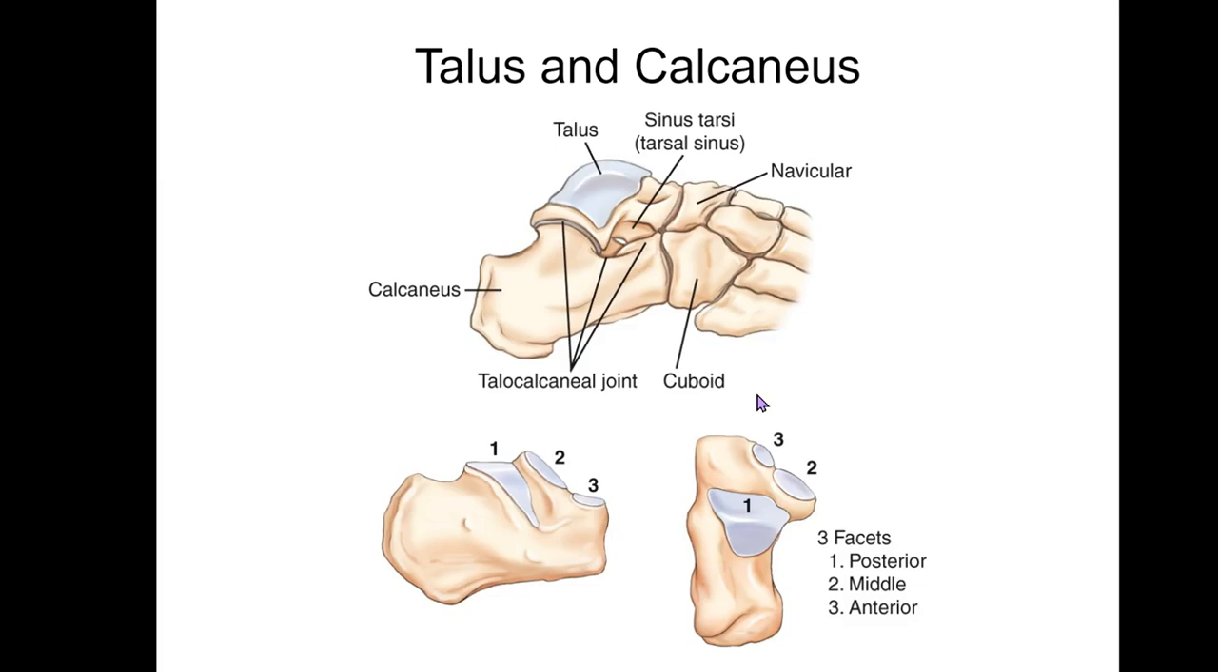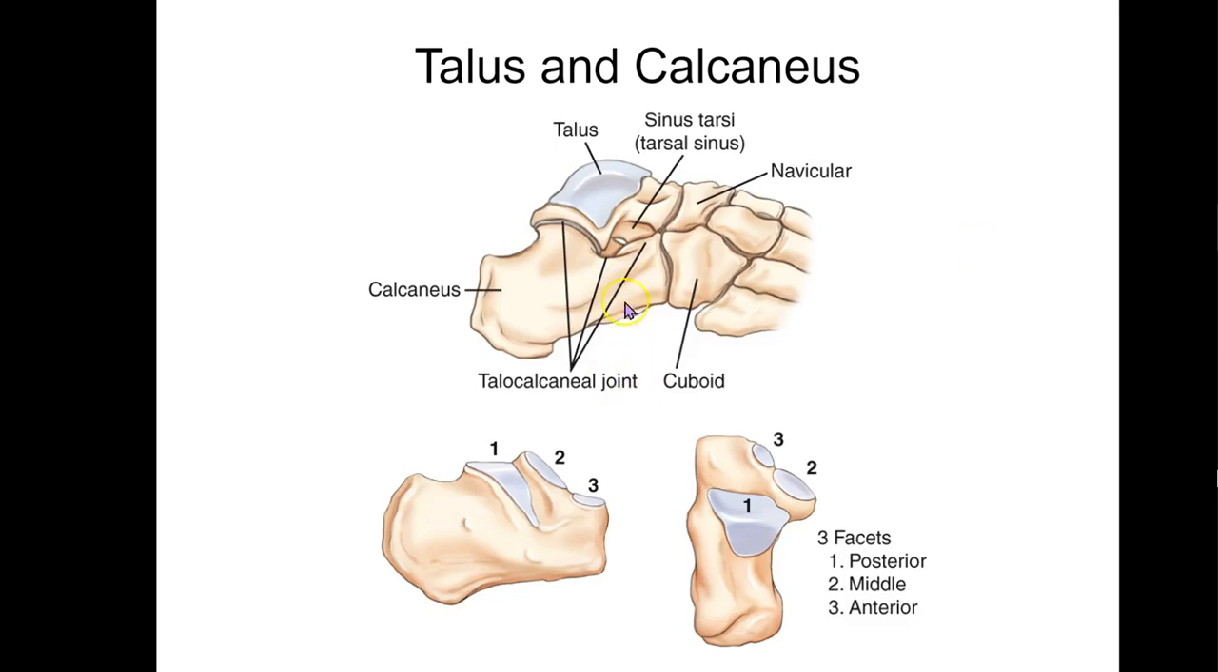Okay, so here we can see the articulation between the talus and the calcaneus much easier. I know it's difficult to talk about these structures without being able to see them. So let's talk about the talus next. So the talus is the second largest tarsal bone, and it's located between the tibia and the calcaneus.